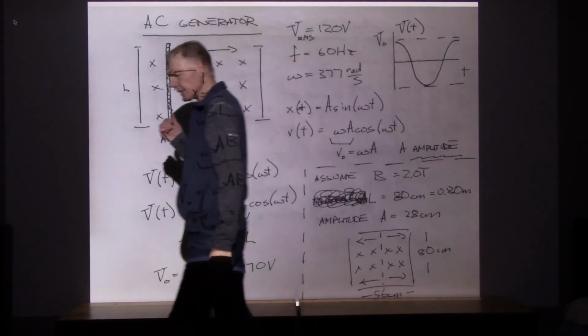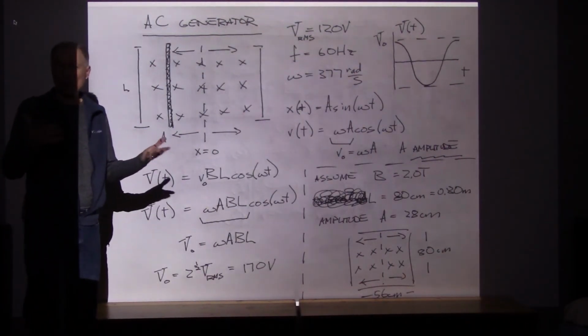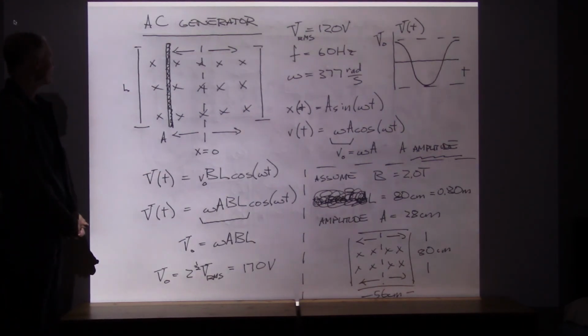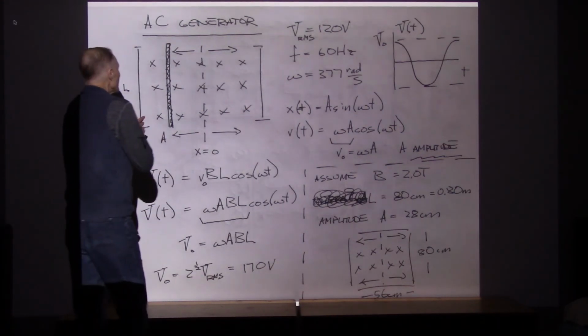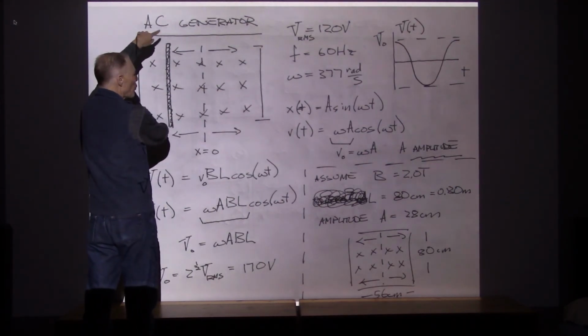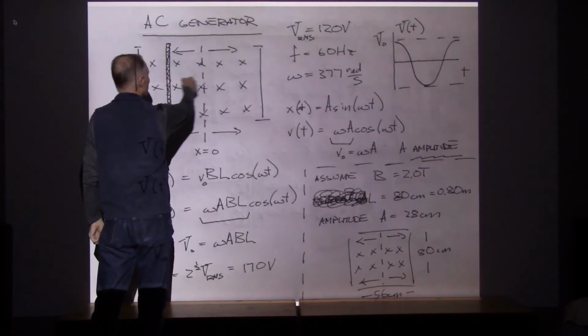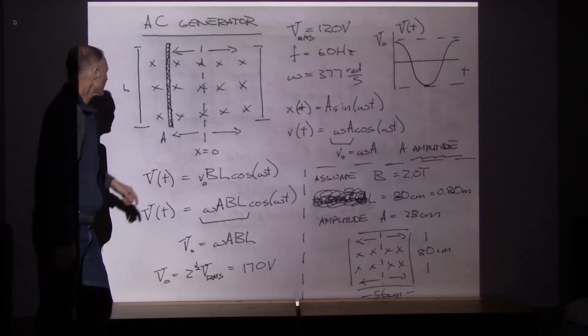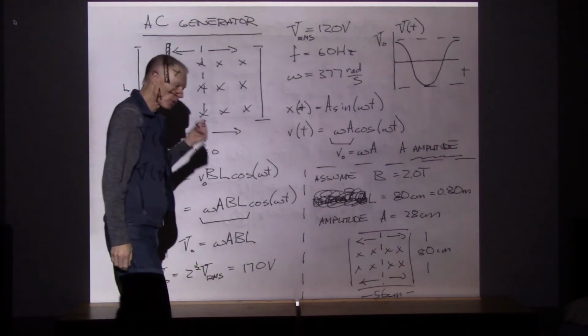Now let's take a look at some other features or properties of this generator that we've built. So again, I've got this magnetic field region. Now the wires are going to get connected to this bar, but I've really just drawn the picture of the bar, and here's our plan.